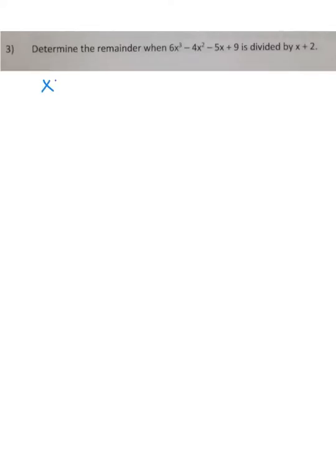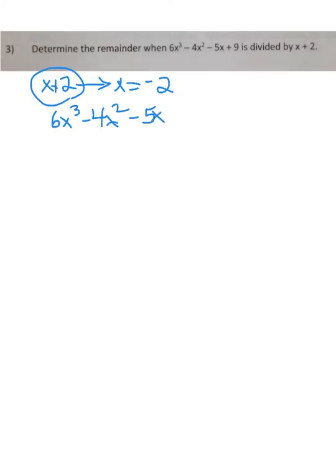So remember, x plus 2 is a factor. So if I want to take this and use the remainder theorem, I have to find its 0. So remember, if x plus 2 is the factor, then x equals negative 2 is the 0. So basically then what I'm going to do is I'm going to take this 6x cubed minus 4x squared minus 5x plus 9, and I'm going to, according to the remainder theorem, plug in a negative 2. And when I plug in negative 2 for x, that's going to give me my remainder.